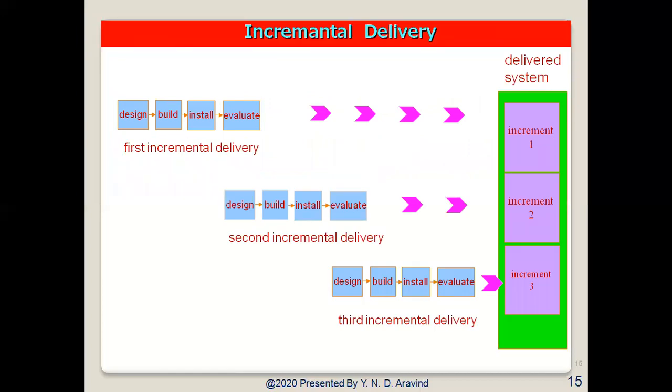Then coming to the incremental model. The application to be delivered is broken down into a number of components, each of which will actually be used by the users. Each of these is developed as a separate project or increment. We use this incremental model when we have different stages, and each stage needs to be done separately. When we can do them separately, then we go for this particular model.